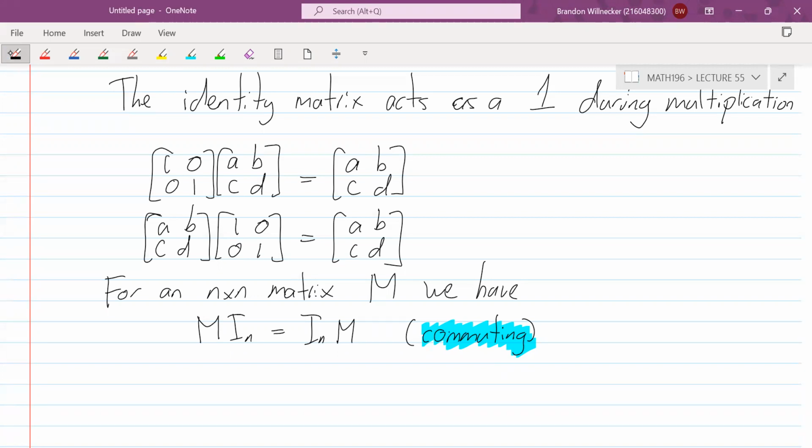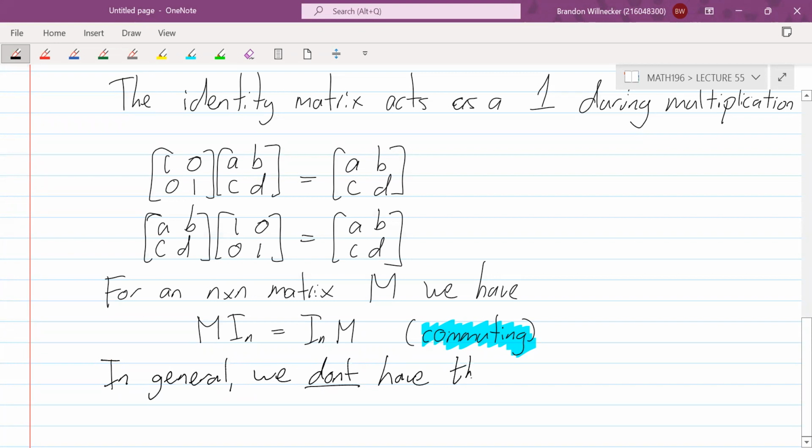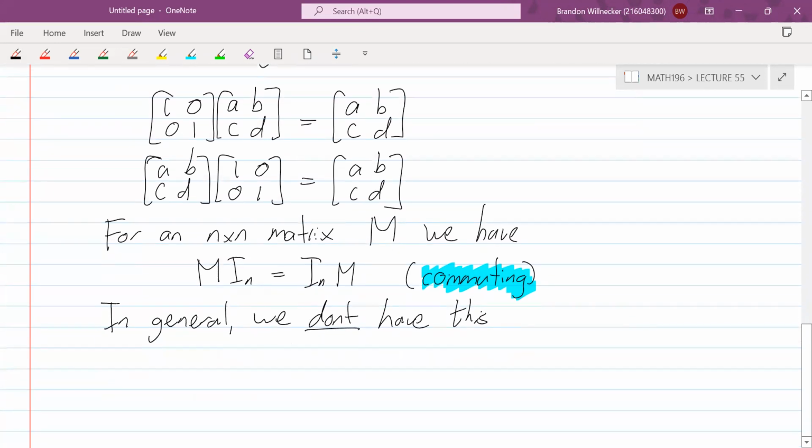But this is a very special case. In general, we don't have this. That was in yesterday's homework. So in general, we don't have this. If you take two matrices A and B, then AB is not equal to BA. Only under special circumstances will AB equal BA.